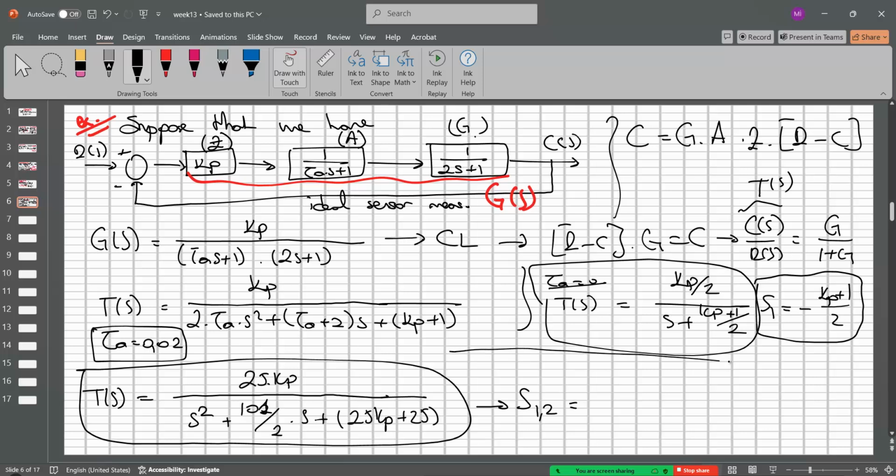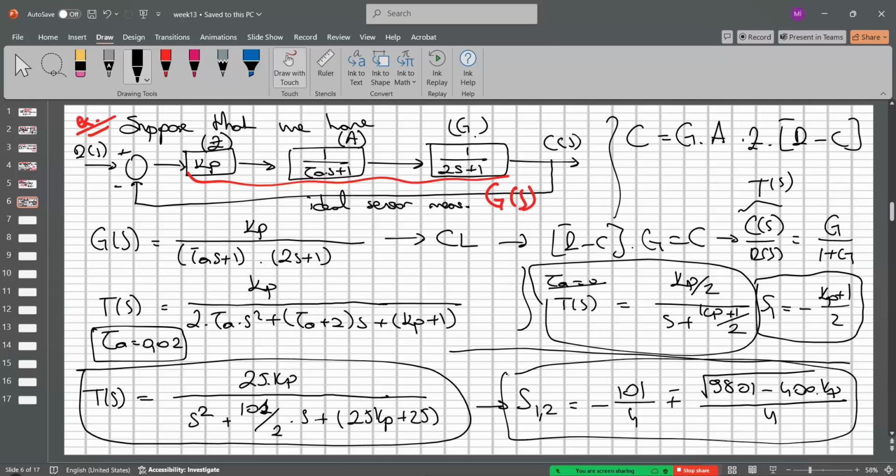This is the first place, right? This is the one root, but we have two roots, and so this root is equal to what? Square formulation. We have 9801 and 400 kp in here divided by 4. See that this is the first one, this is the second one, and so these two systems are real but are the same. But in this case, we have some basic differences between the roots.